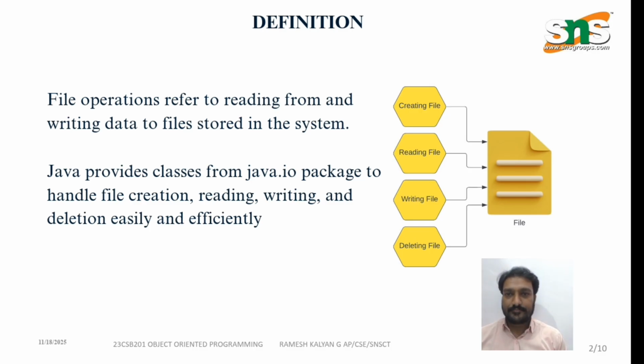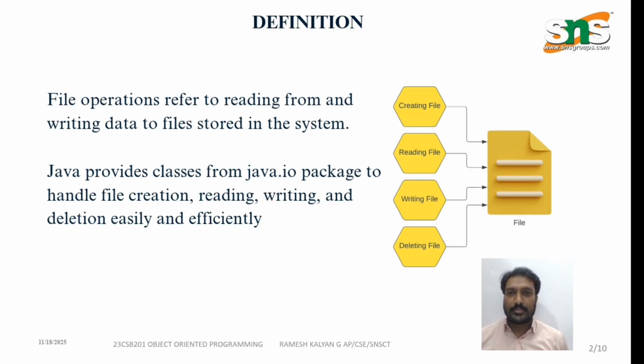So initially, the definition of file operations: file operation refers to reading a file or writing data to a particular system. So file operations refer to reading from and writing data to the files that are stored in a system. In everyday life we are working with some kind of files, and we are writing some type of files. So everything comes under file operations in general.